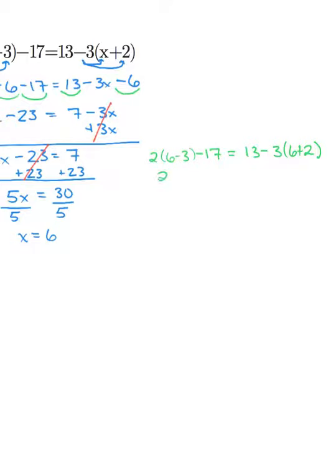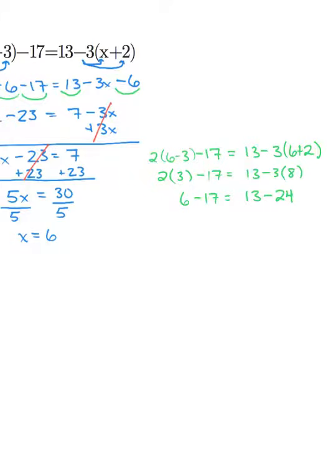We get 2 times 6 minus 3 is 3, minus 17 equals 13 minus 3 times 6 plus 2 is 8. We can go ahead and multiply now. 2 times 3 is 6, minus 17 equals 13 minus 3 times 8 is 24.